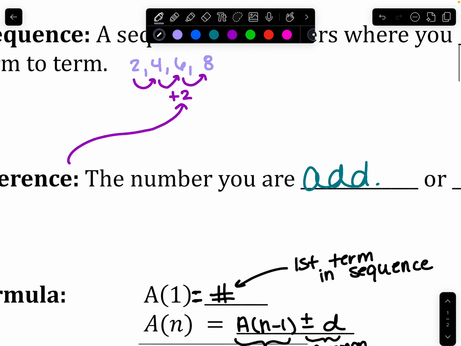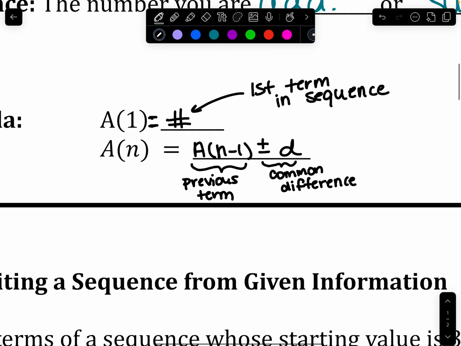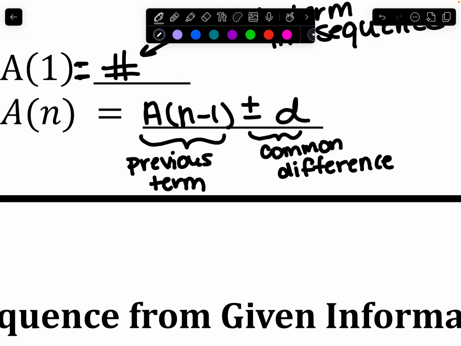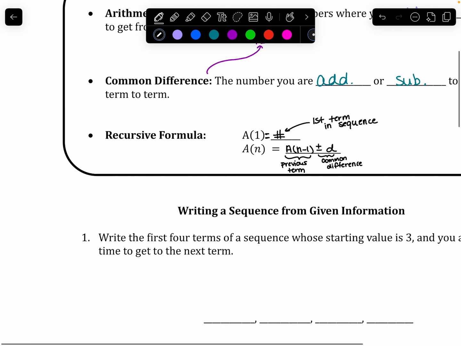which is what we just talked about up here. It's the number that you are adding or subtracting by to get from term to term. So what this A of n equation is telling you is to take your previous term, the term before the one that you're looking for, and add or subtract whatever number you have been adding or subtracting by to get your next term.